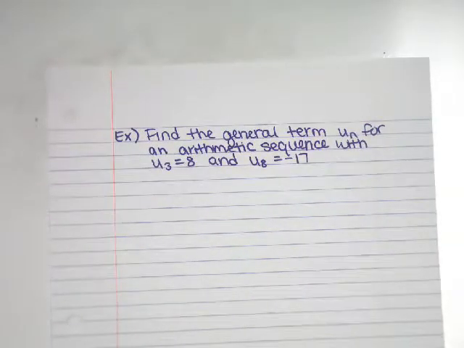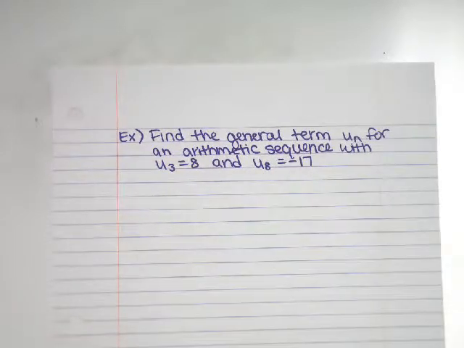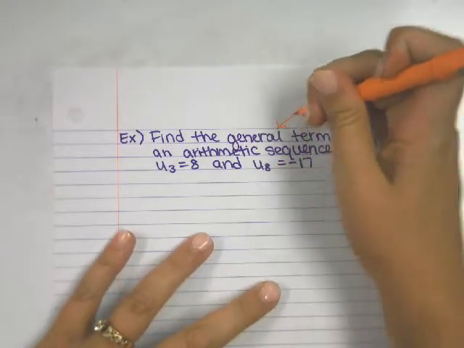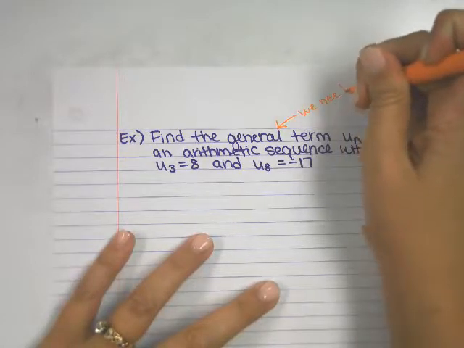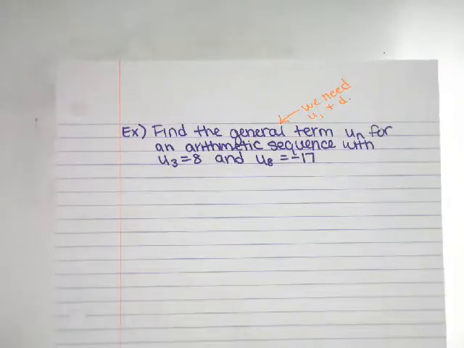So find the general term, u sub n, for an arithmetic sequence with u sub 3 equals 8 and u sub 8 equals negative 17. This means our third term is 8, and our eighth term is negative 17. In order to find the general term, we need u sub 1 and d. We need our first term and our common difference.